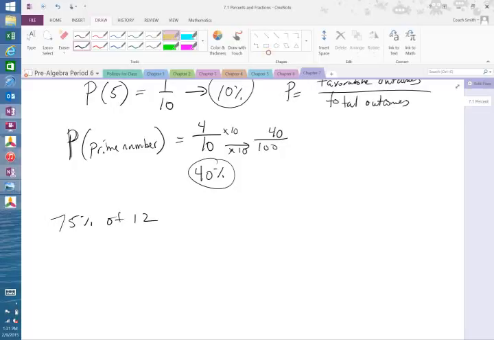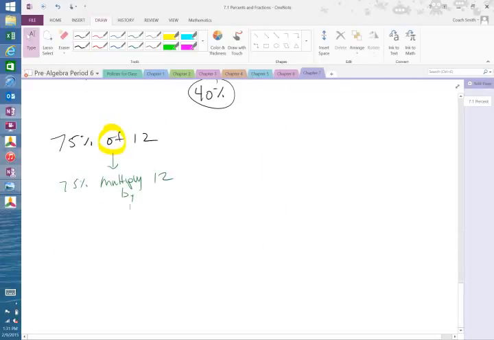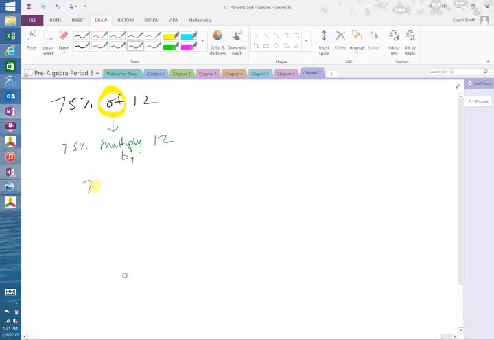The word "of" means what? Multiply. So that means we're going to multiply 75% times 12. Now, to manipulate a percent, listen to me, you have to change it to a fraction or decimal first. You can't just take 75% and multiply it. If you do, you're going to get a large figure that's wrong. So I'm going to put 75 over 100, and multiply it by 12 over 1.